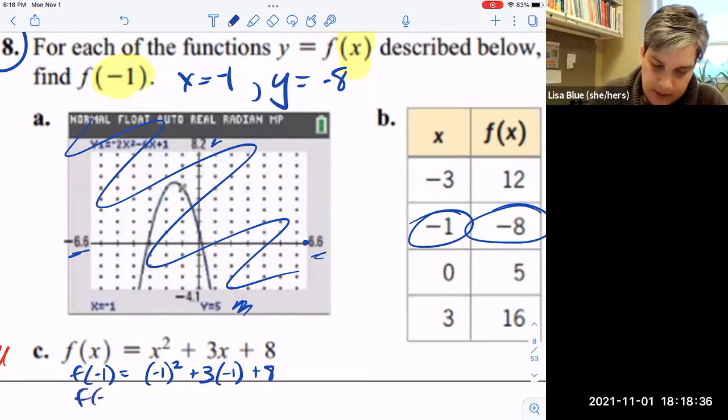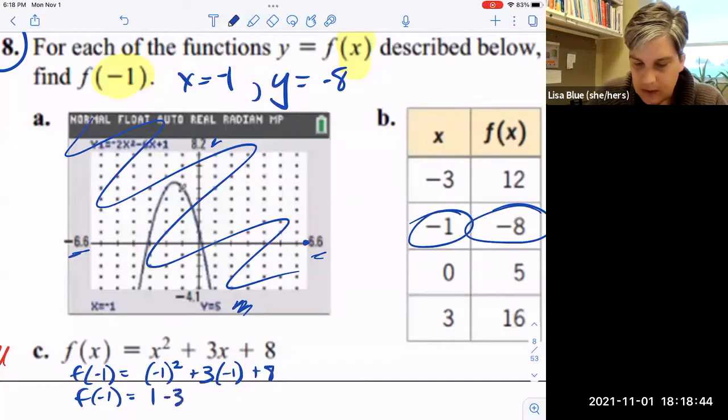And so f of -1 would be equal to -1 times -1, which gives us a +1. +3 times -1 gives us a -3. And then we're going to add 8. So 1 minus 3 plus 8. So we're going to get f of -1 is equal to 6. All right. Did that make sense?